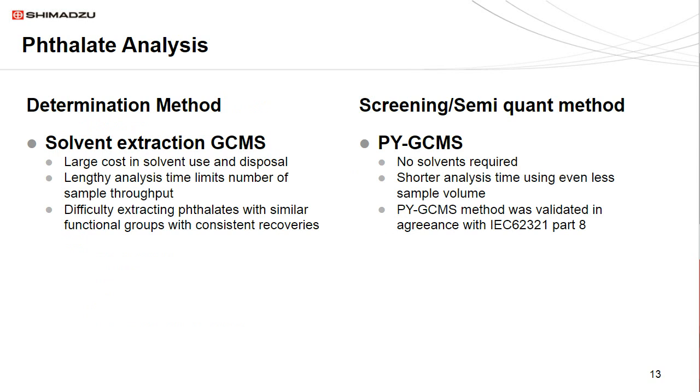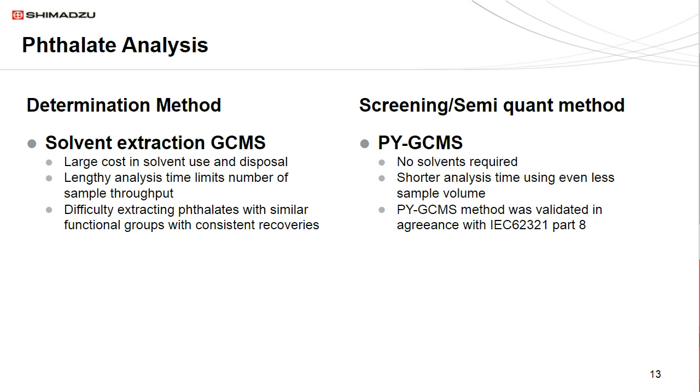So how do we test for phthalates at a 1,000 ppm level? Well, the traditional method, or the determination method, required some form of solvent extraction paired with GCMS. Now, there were plenty of downfalls and plights with this, including large cost in solvent use, as well as the disposal of said solvents. This method also led to lengthy analysis times, which limited the number of sample throughput. And finally, there was often difficulty in extracting phthalates with similar functional groups, which led to some pretty inconsistent recoveries.